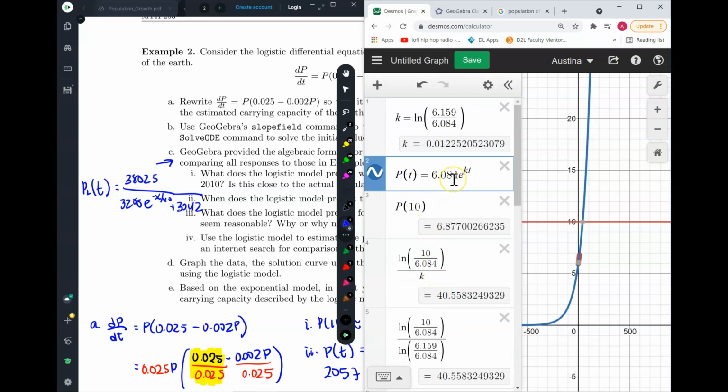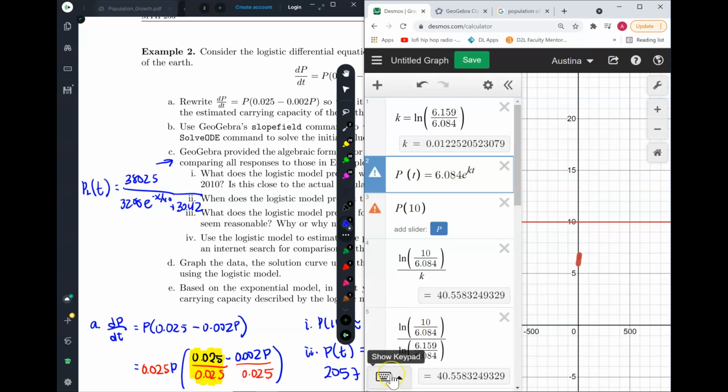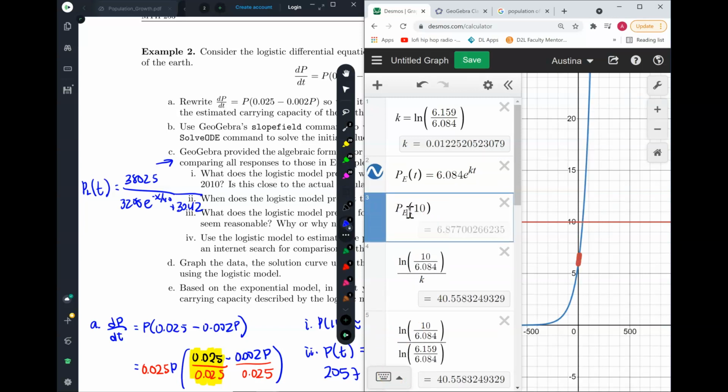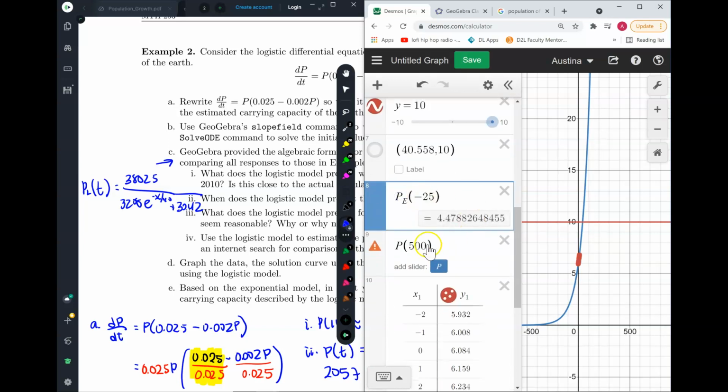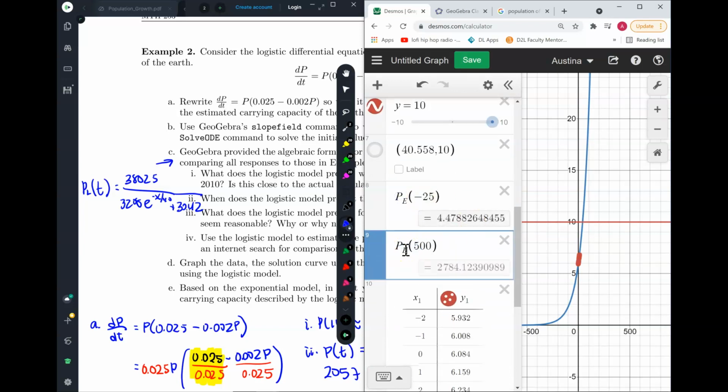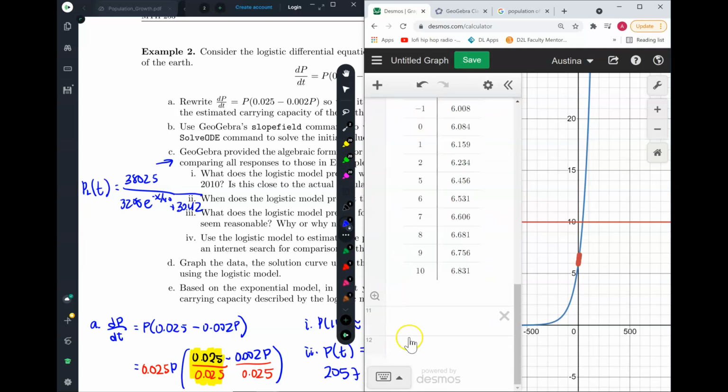I'm going to label this with a subscript E. To do a subscript, you can use Shift, basically like an underscore, or you can use the keyboard here. So this is the exponential model, and I'll do the E here as well so that those line up. These are all my exponential model ones.